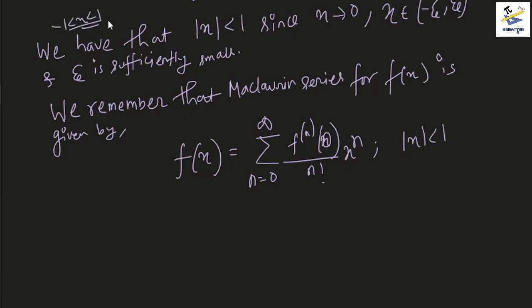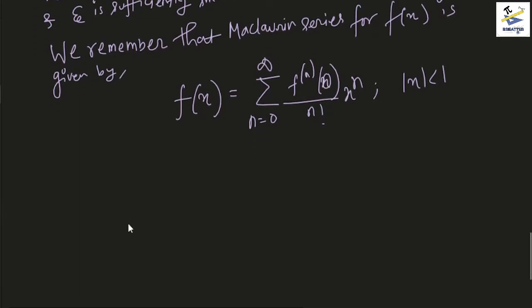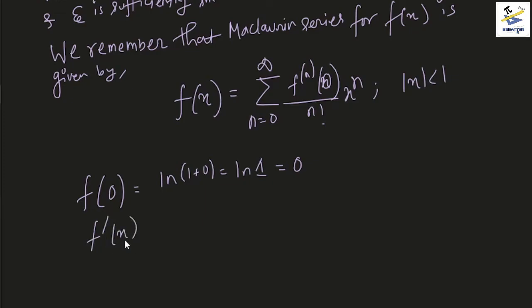Okay, so the only term we need to find is the nth derivative at the point 0. So let us begin and try to see what happens. Firstly, f(0) should be ln(1 + 0), which is ln 1, which is 0. So the first term, the 0th term, is 0. f'(x) in fact would be 1 by 1 plus x, and this would mean f'(0) should be 1, right?